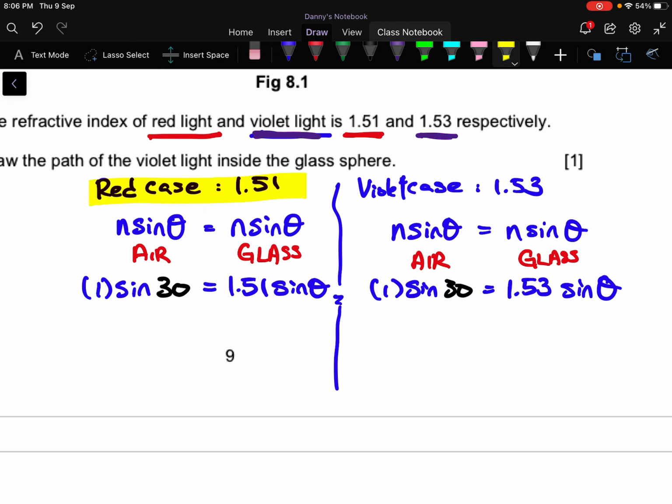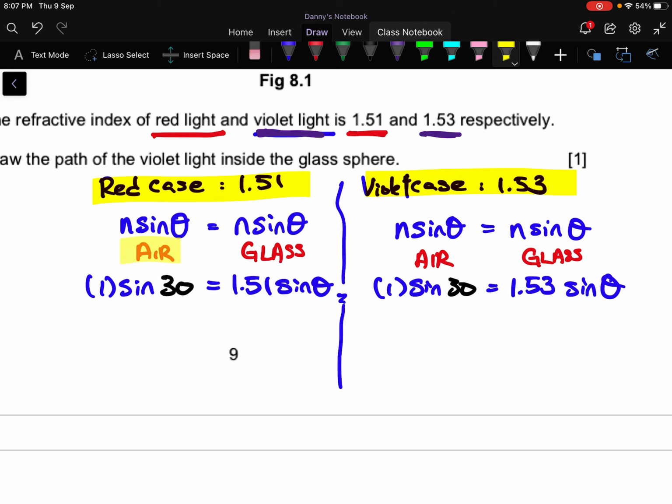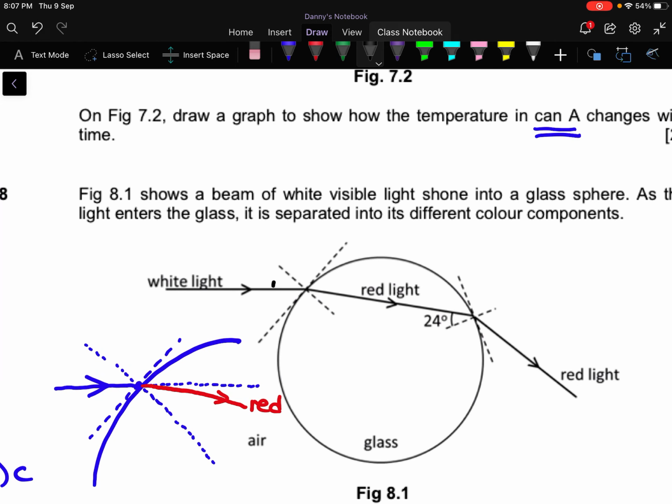You come up with two cases. The first case is the red case where n is 1.51, and the other case is the violet, which is 1.53. You apply it to the same Snell's law. So you are talking about red light going from air to glass, and then the other case you are talking about violet light going from air to glass. Down here, if you look at the diagram, you do not know what this angle is, right? If you do not know and you just want to know the difference in behavior, just give it a dummy value, maybe 30, since sine 30 will give you some elegant number. If you don't want that, sine 40, sine 45, up to you.